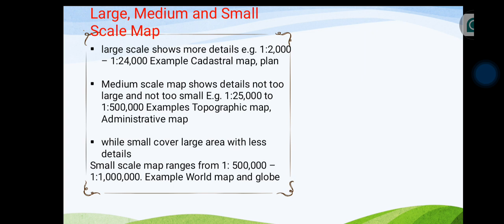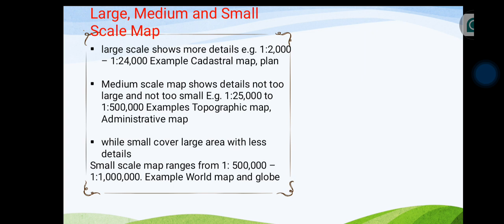So a good example is 1:2000 to 1:24,000. And another perfect example of such a map is what? A cadastral map or plan. Next, we have the medium scale map. How do you know that this map is a medium scale map? It shows details, and the details are not too small and they are not too big. They are not too large and they are not too small.